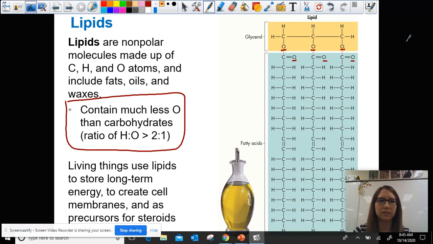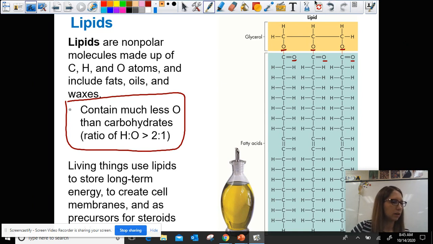So we use lipids in our bodies to store long-term energy in the form of fats. We also use them in our cell membranes. They're really important there. And we also use them as precursors for steroids, meaning we use them to create steroids and other hormone molecules. All right.